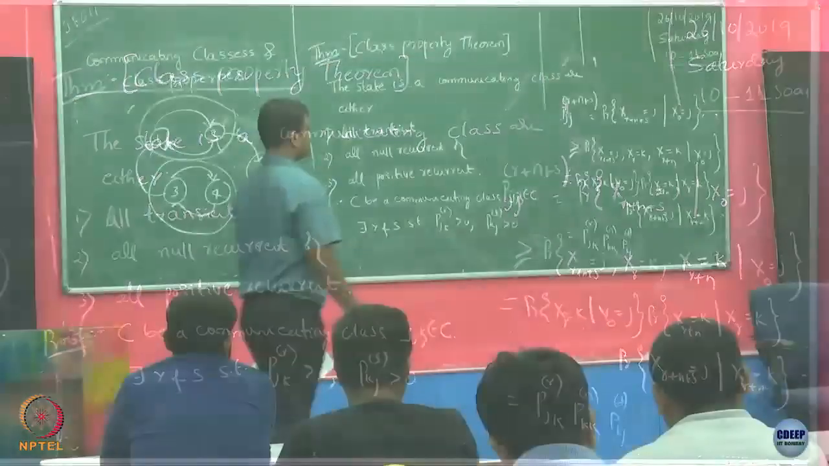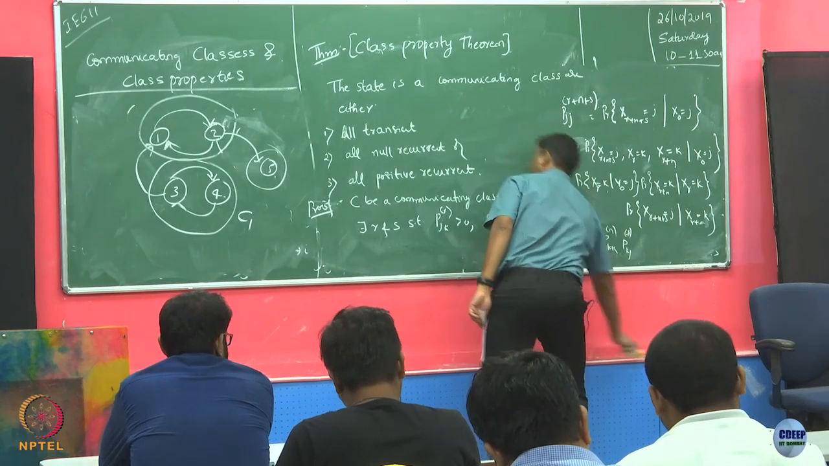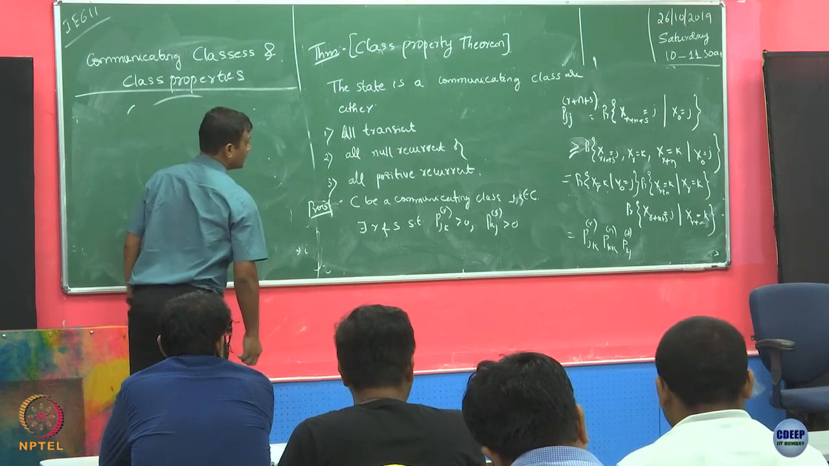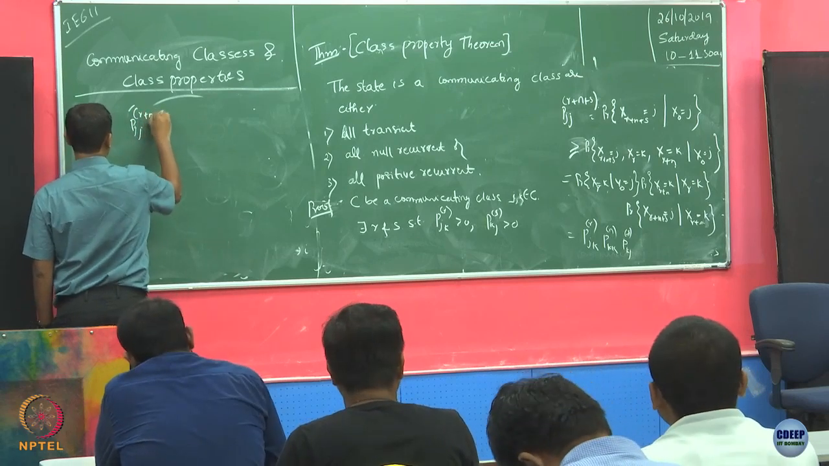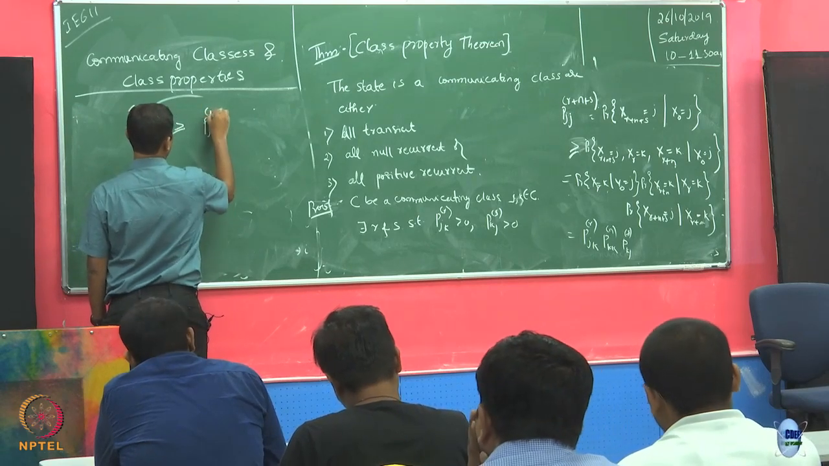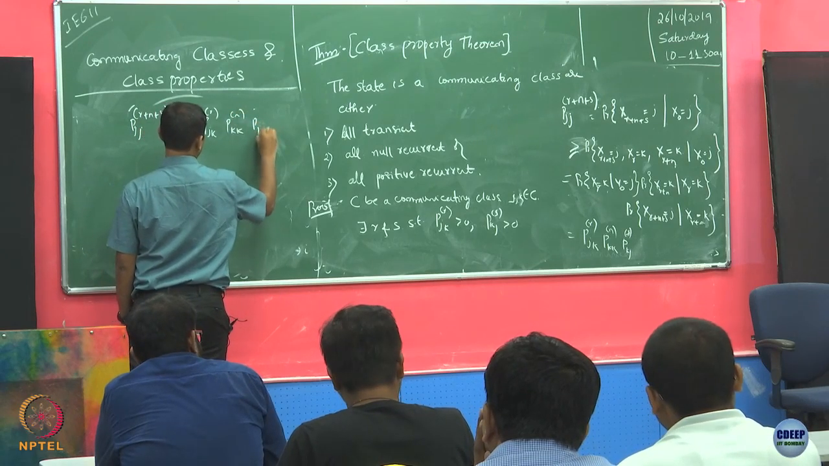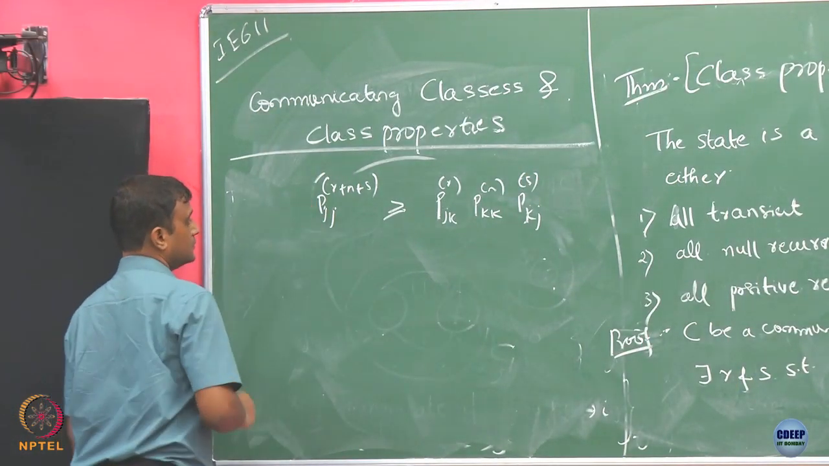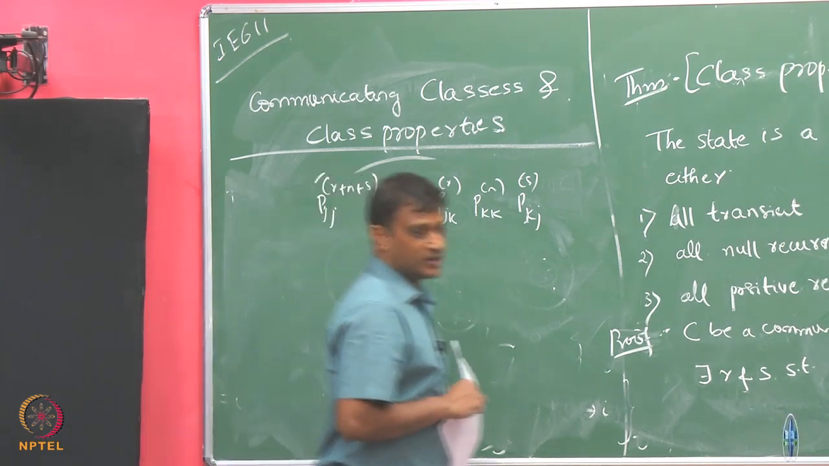And now, what we have basically done is P_jj in r+n+s steps is less than or equal to P_jk in r steps, times P_kk in n steps, and then P_kj in s steps. Now, I want to use this property.